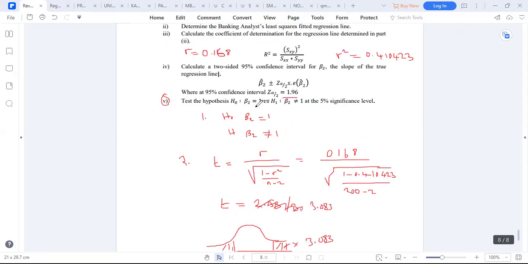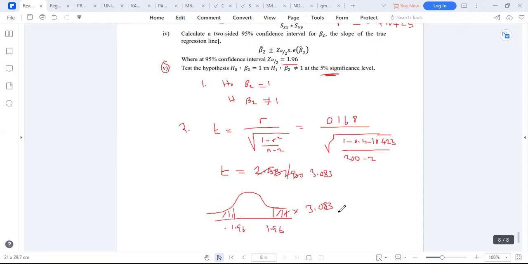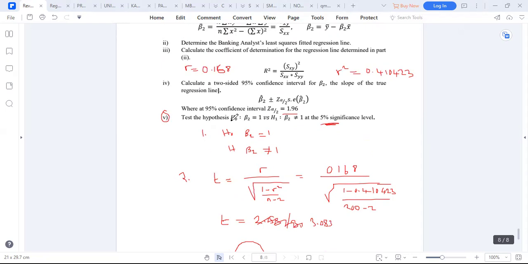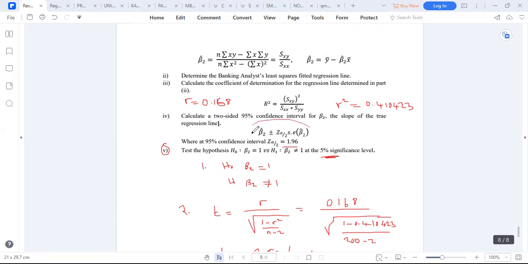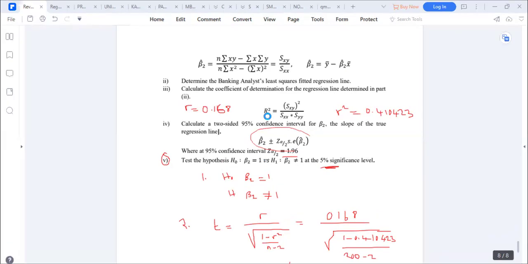When you're testing this, by rejecting H0, which says B2 is equal to 1, then here B2 is not equal to 1. So at 5%, we can agree to say the regression equation is statistically significant. So this is how you test the hypothesis. But how do we find the confidence interval here? This one is not complicated because all the formulas are there.